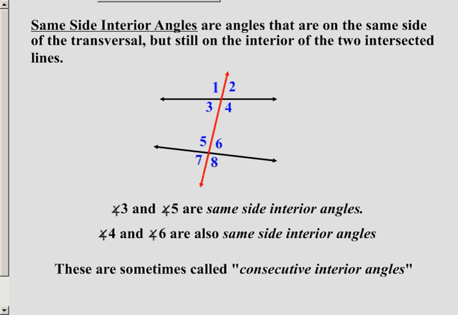You are just as likely to see the term same side interior angles as you are consecutive interior angles, so we obviously need to know them both, because if the test or any other thing calls these angles by either name, we need to know exactly what they both mean.